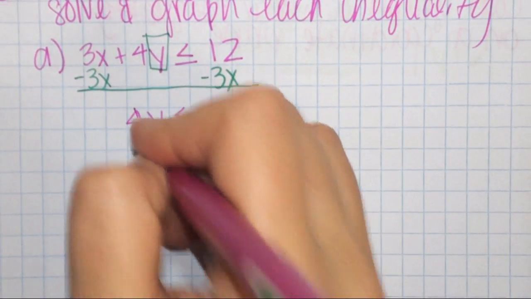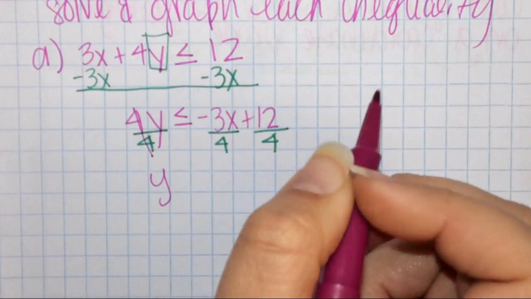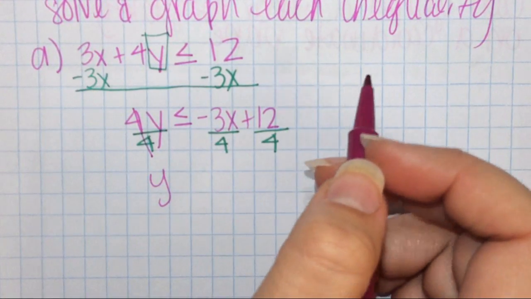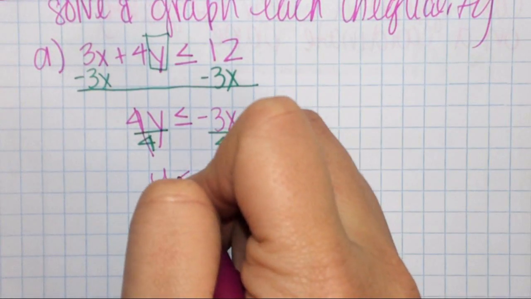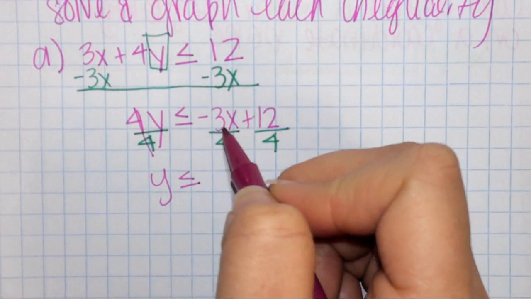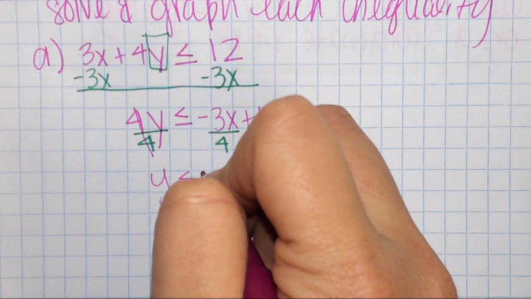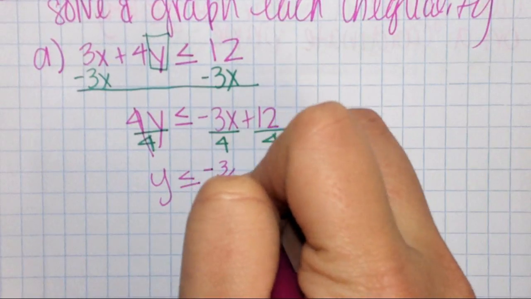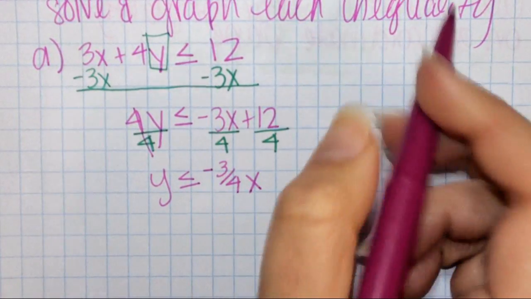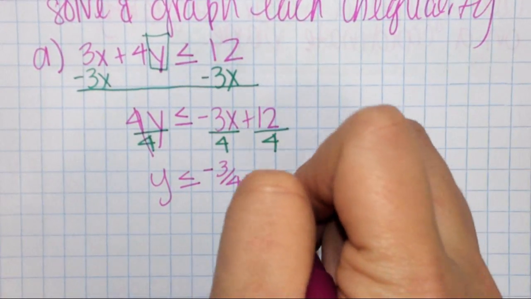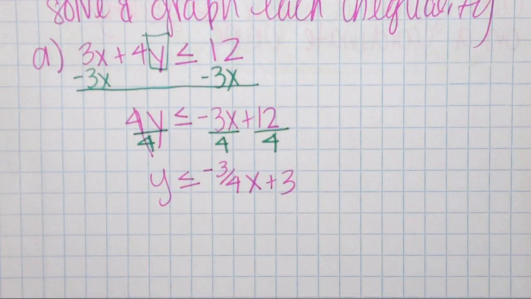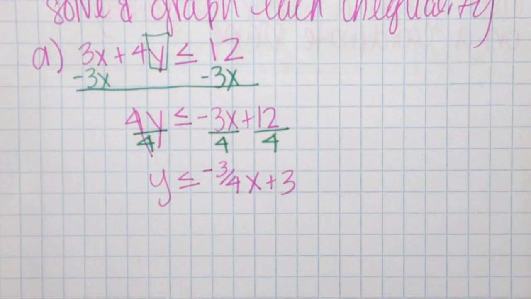Okay, now the 4 in front of the y cancels and we're left with y. Do we have to flip our sign this time? No, because we did not divide by a negative 4. So negative 3 divided by 4 is? Negative 3/4 x. And then 12 divided by 4 is plus 3. Take a point.